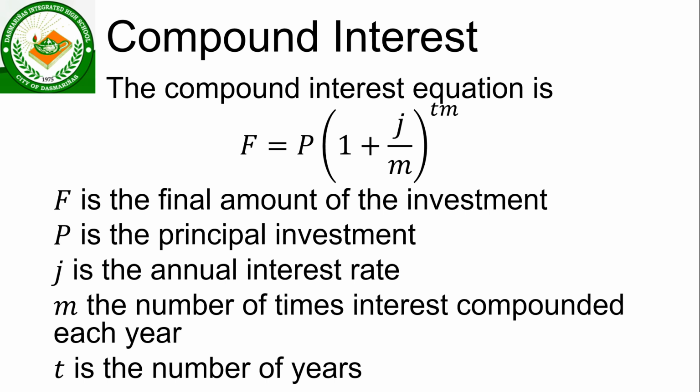P is the principal investment. J is the annual interest rate. M is the number of times interest is compounded each year. T is the number of years. Later, in our example, we will determine these in the problem. So, let us proceed to the example for me to show it clearly.